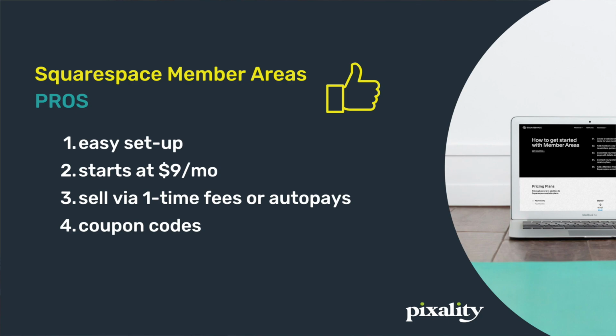Number 3, you can set up one-time fees or recurring auto pays. So this is a great model if you plan to offer a monthly membership or even sell a yearly membership that you want to auto renew. And number 4, you can use coupon codes. So you can get a little creative there in providing first month discounts and providing discount promos for different marketing campaigns you're running as well.